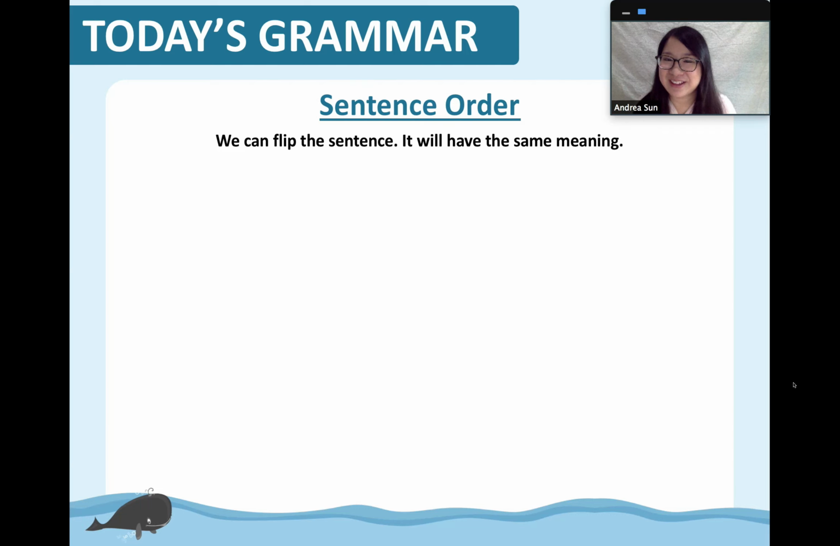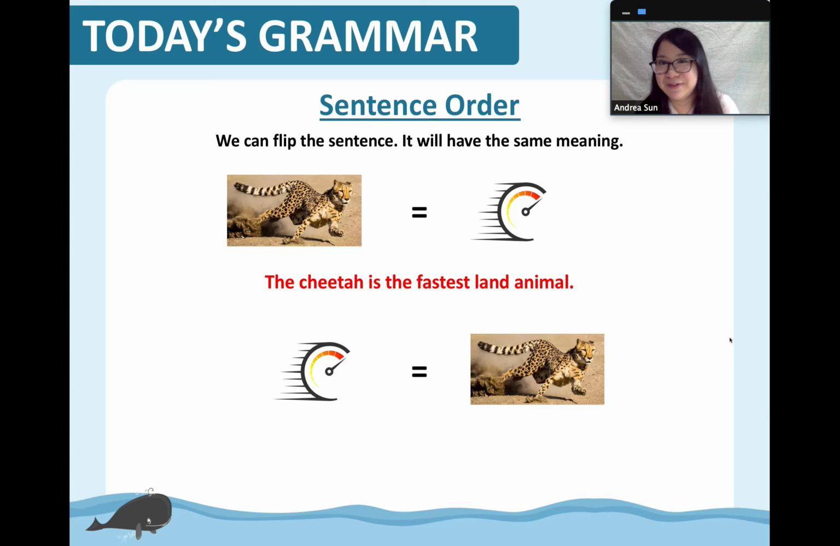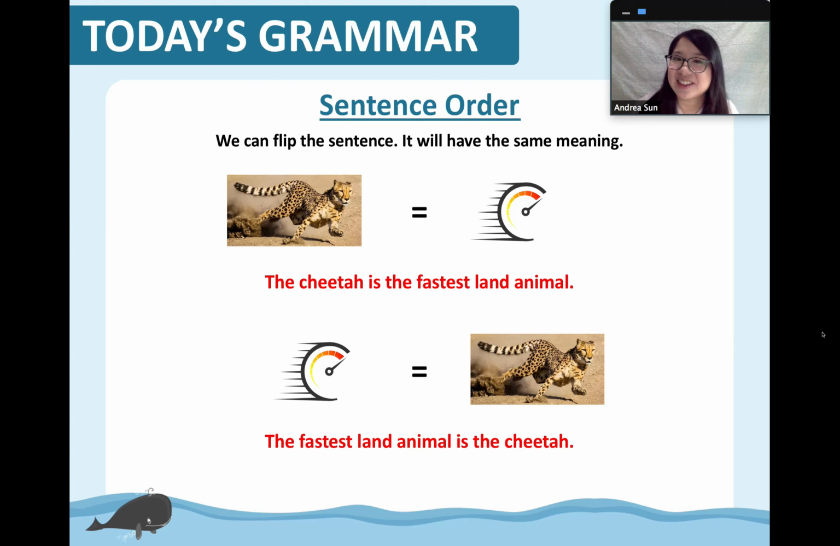There is one other thing. Sometimes if you write a simple sentence, we can flip the sentence and it will have the same meaning. So, cheetah equals fast. The cheetah is the fastest land animal. Here is our superlative, fastest. We can flip the sentence. The fastest land animal is the cheetah, and it has the same meaning.